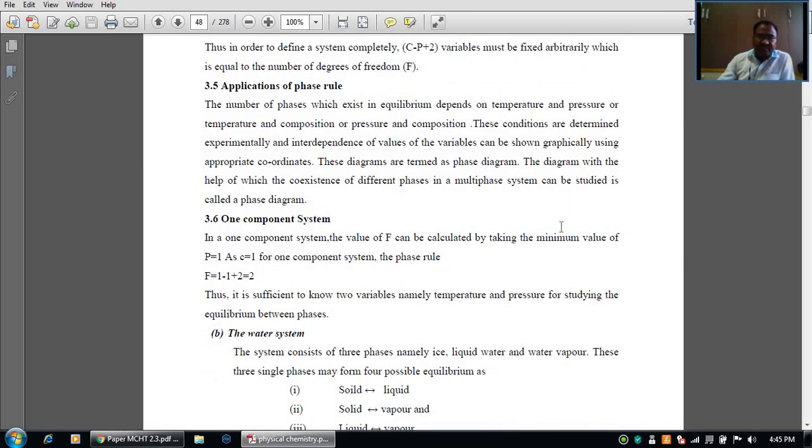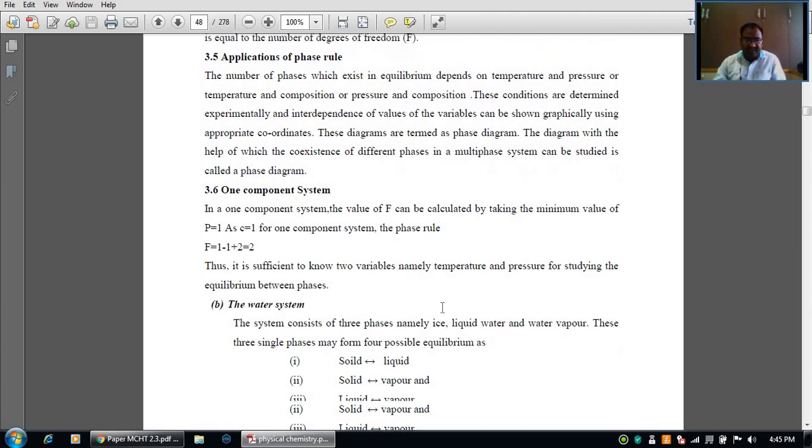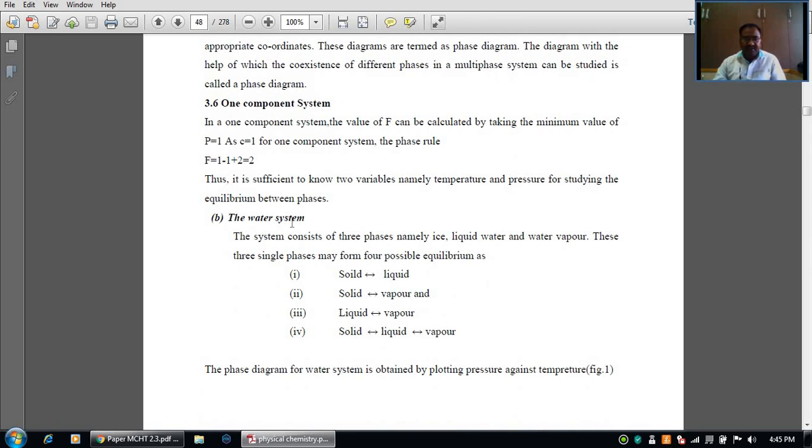Next, what are the applications of this phase rule? Generally, phases which exist in equilibrium depend on the temperature, pressure and the composition. These conditions are determined experimentally, and the interdependence of the values of the variables can be shown graphically using appropriate coordinates. Take an example of a one component system. The value of F can be calculated by taking the minimum value of P equal to 1 and substituting into the expression. It is sufficient to know two variables, namely temperature and pressure, for studying the equilibrium between phases.